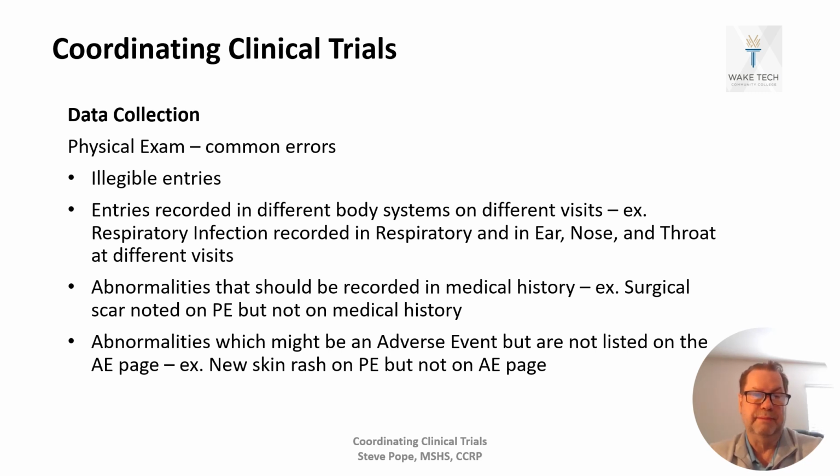Abnormalities which might be an adverse event but are not listed on the adverse event page. For example, maybe a new skin rash that's observed on a physical exam, but there's no corresponding adverse event. So you have to be careful about those. You may need to go back and talk to your principal investigator about these and clarify whether or not that needs to be added to, say, an adverse event page, for instance.